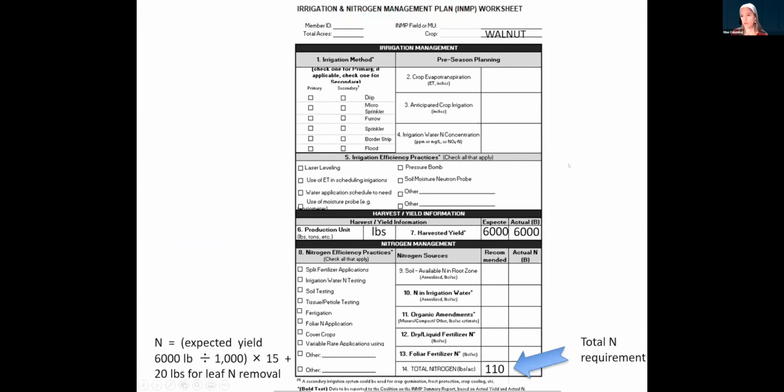Okay, so this is an example of what your nutrient management plan would look like, and for an estimated crop of 6,000 pounds or 3 tons, the total nitrogen requirement is going to be 110, and here's the calculation for that. So that would be your total nitrogen requirement, and then we're going to talk about filling in the rest of the table.